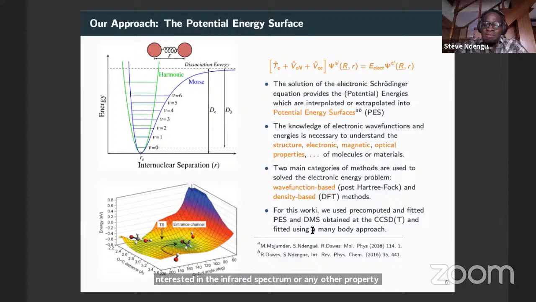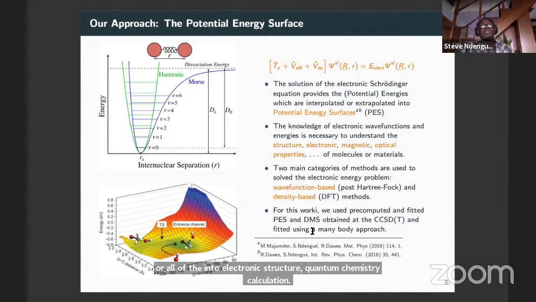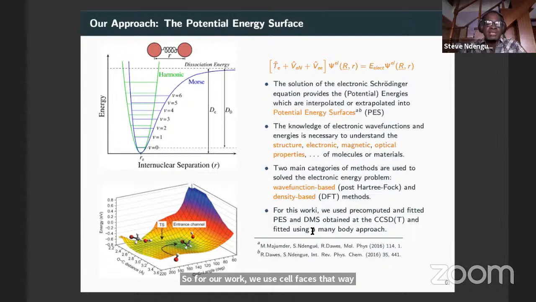For the infrared spectrum, in addition to the potential energy surface, we also need the dipole moment. The dipole moment gives you the intensity of all of the peaks that you observe in the spectrum. All of these, whether it's the potential energy surface or the dipole moment, are obtained through electronic structure, quantum chemistry calculations. For our work, we used the surfaces that were built in China. The potential energy surface and the dipole moment surface were of decent quality.